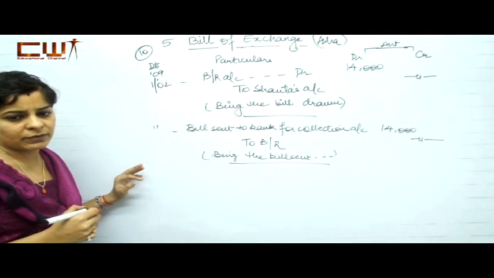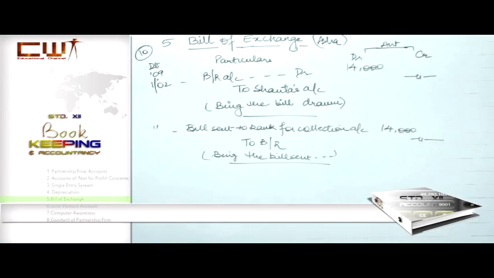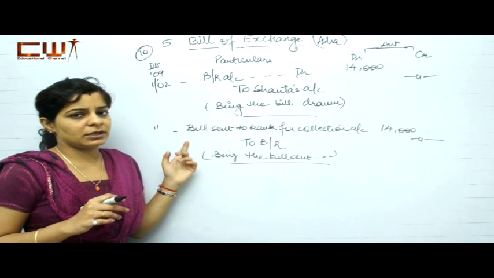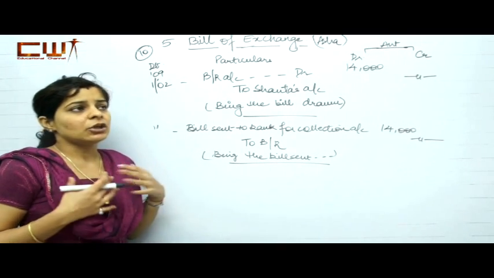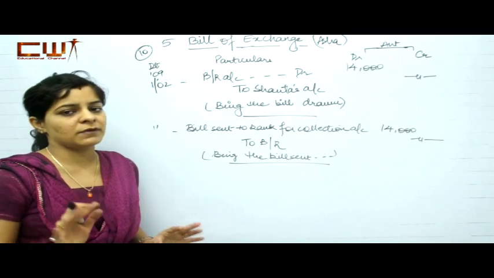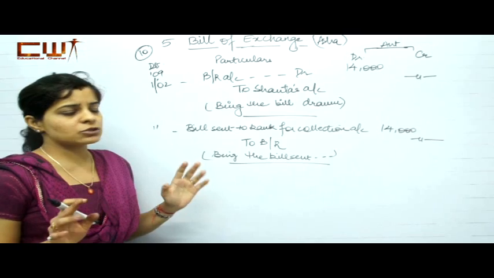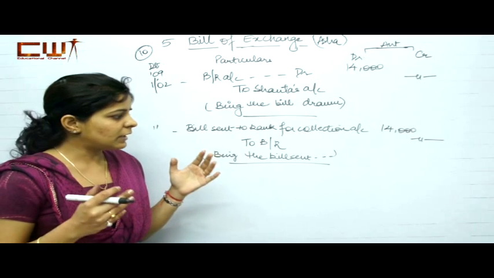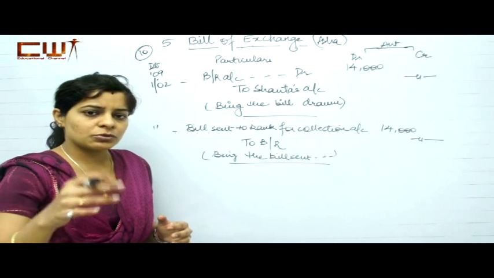You are receiving money through that bank for collection. But what is happening? Shanta finds on the maturity date she is unable to pay the money. Bill sent for collection doesn't mean you have received the money. It is just that you don't feel the bill is secure with yourself, so you have submitted it to the bank. That is unlike the case of discount. Here it is unsafe for you to keep the bill, so you are sending it to the bank.